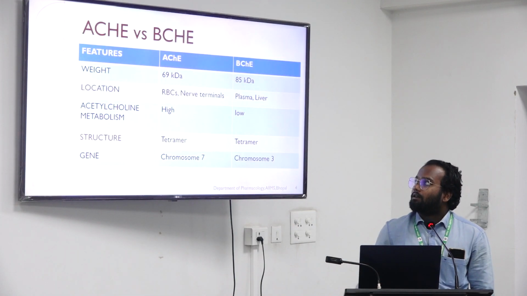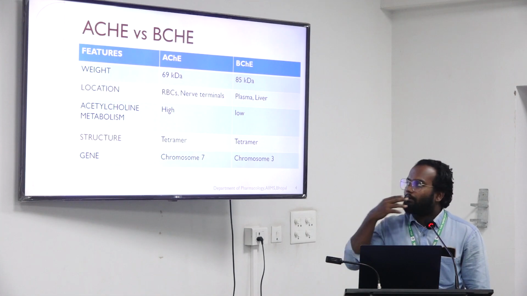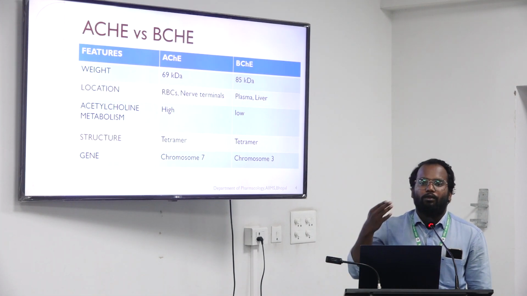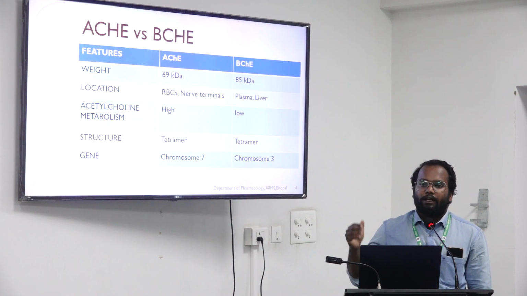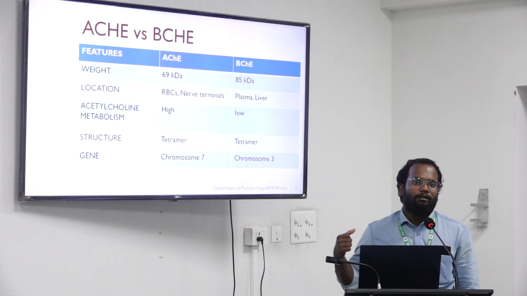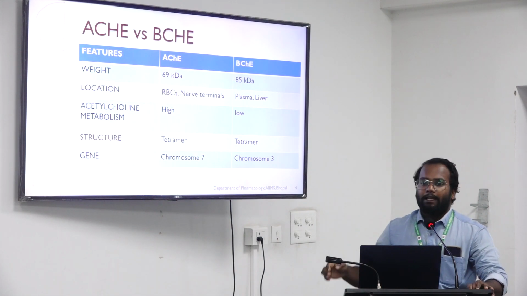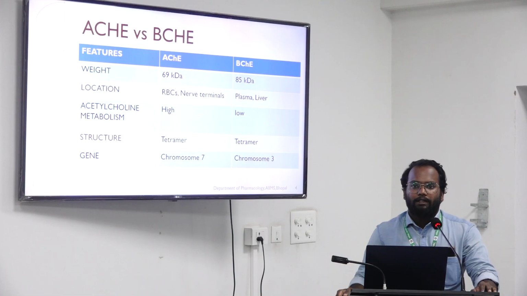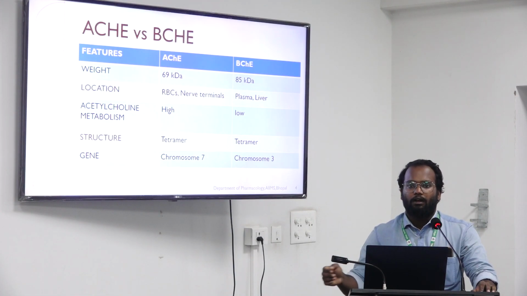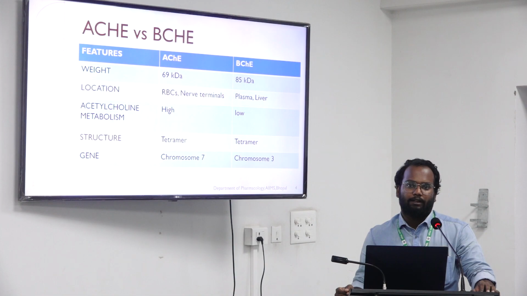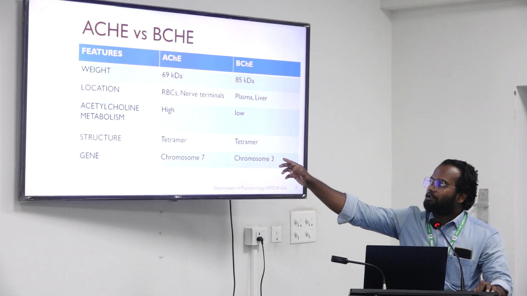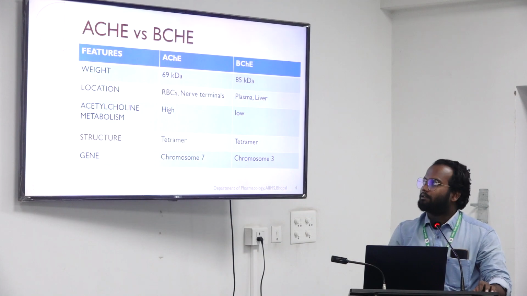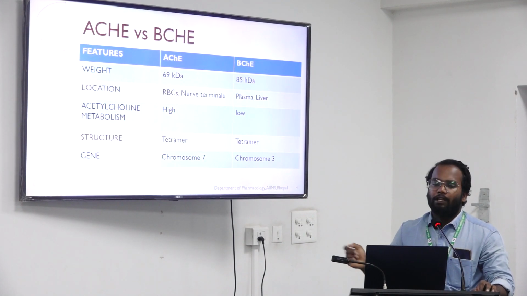So basically, as we can see, the main difference, even though they both show 50% structural similarity, is their site of location. Butyrylcholinesterase is in the plasma and liver, whereas acetylcholinesterase is present in RBC cell membranes, nerve terminals and the synaptic cleft. Another important point is the rate of metabolizing acetylcholine, which, as you can see, is very high in acetylcholinesterase, whereas it is very low in butyrylcholinesterase.